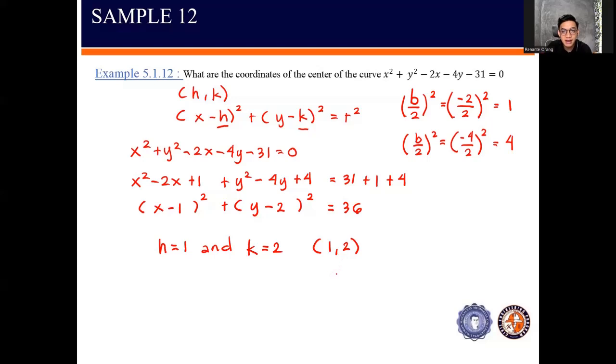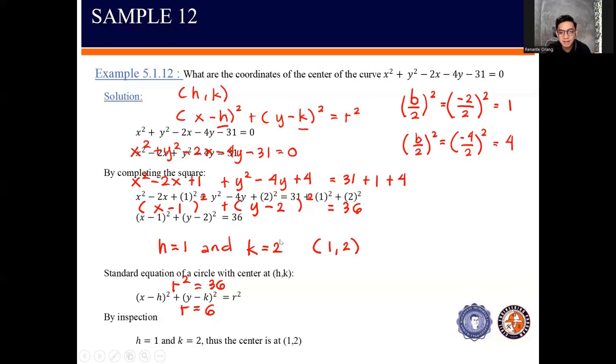Sir, what if we look for the radius? So take note, r squared is our radius. So therefore, that is 36. So r, you just take the square root on the other side, that is 6, our radius. Okay, so let's proceed with our next example.